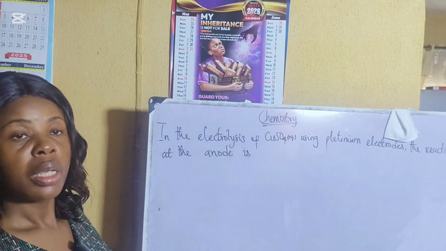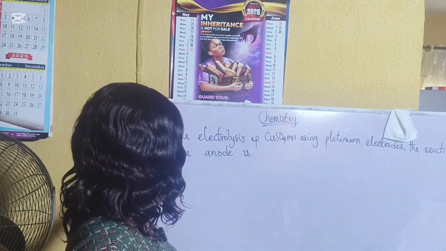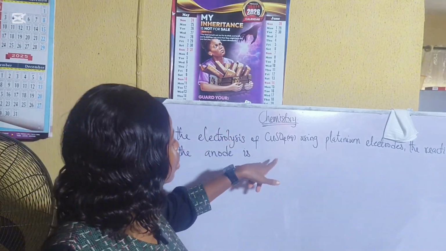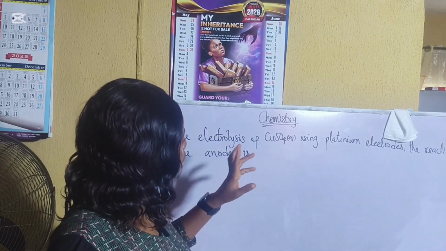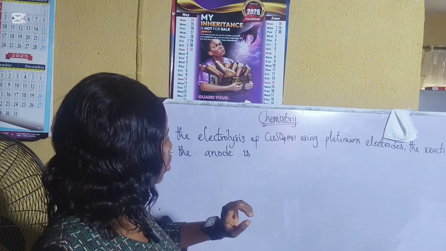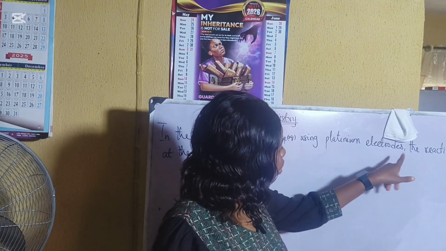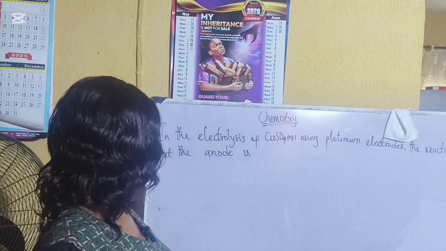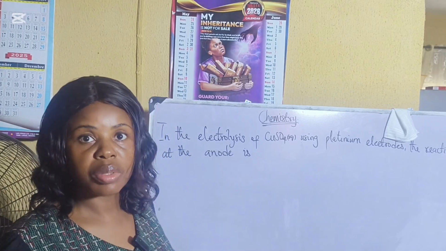So we have this problem in chemistry. In the electrolysis of copper(II) tetraoxosulfate(VI) aqueous, that's the solution, using platinum electrodes, the reaction at the anode is... So there are keywords I should be looking out for.